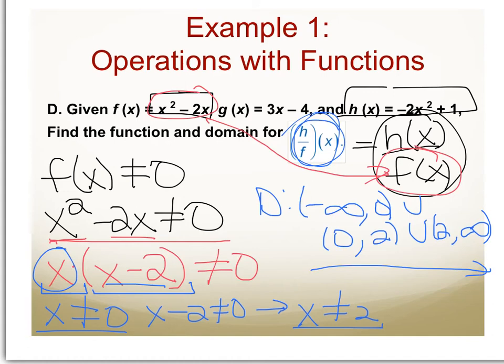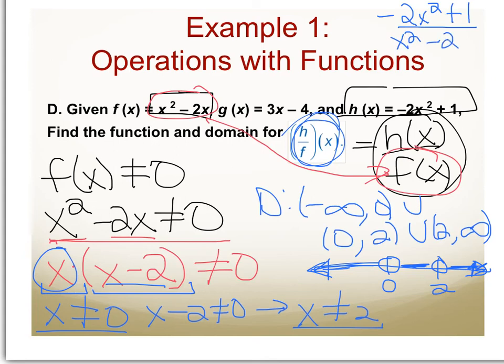And if I graph that on a number line, we're going to have 0 with an open hole, 2 with an open hole, and then shade everything else on our number line. Okay, so we know that our domain is negative infinity to 0, union 0 to 2, union 2 to infinity. And then our function h of x over f of x can just be written as negative 2x squared plus 1, because that's h of x, divided by f of x, which is x squared minus 2x.